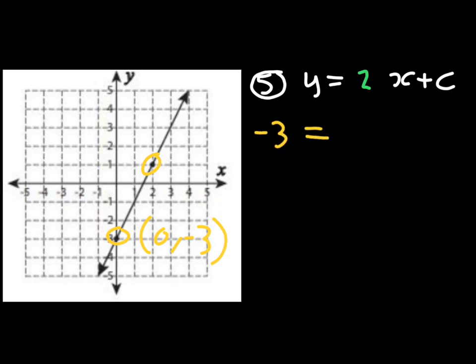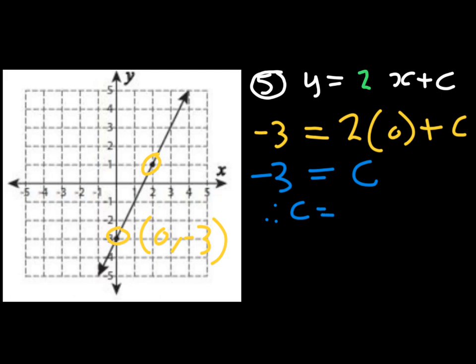So we say minus 3 equals 2. And what was x? We said that x was 0. So we say 0 there instead of x, and plus c. Now we can simplify this, and we get minus 3 equals 2 times 0 will just be 0, so we can leave that out. And then we keep the c. So therefore, c equals minus 3.